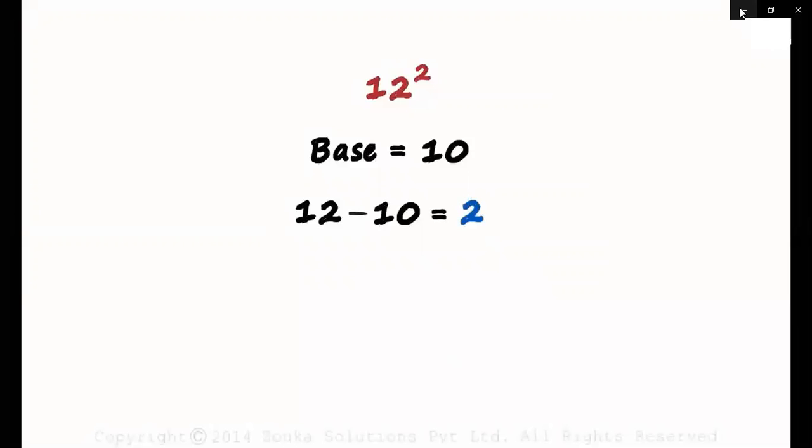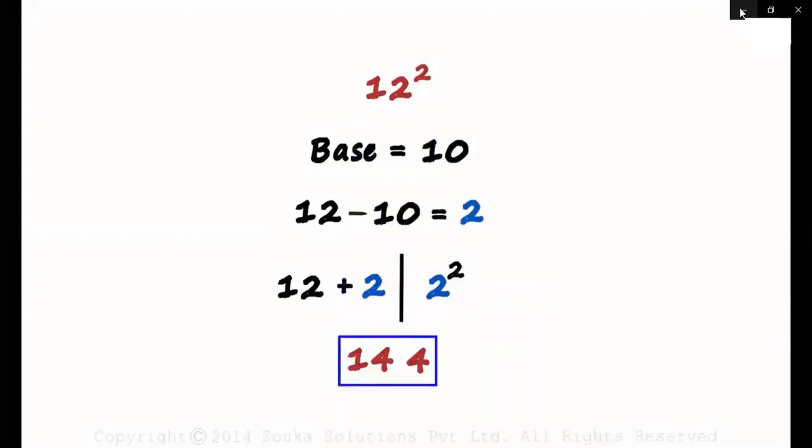The third step is to make a partition, and we'll write two different values, one at the left and one at the right of the partition. So what we write on the left of the partition is the sum of the number and the difference, okay? That will be 12 plus 2. And on the right-hand side of the partition, we'll write the square of the difference, okay? So it will be 2 square, that is 4. So 12 plus 2 is 14 and 2 square is 4. So in this way, we got the square of 12, that is 144. Okay, so how quickly we got this?